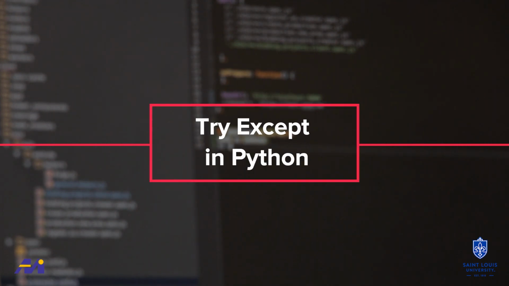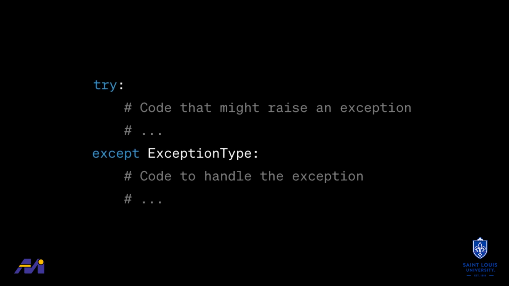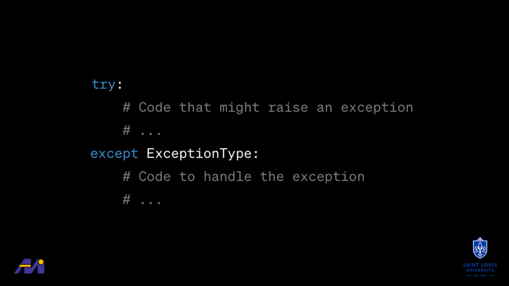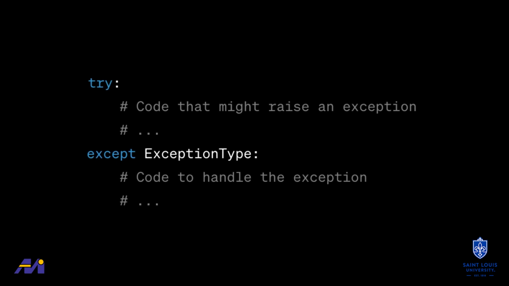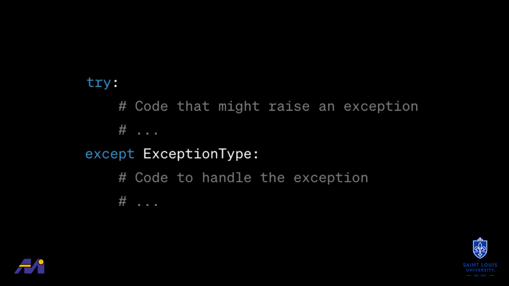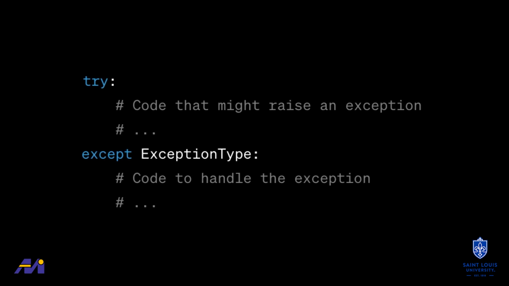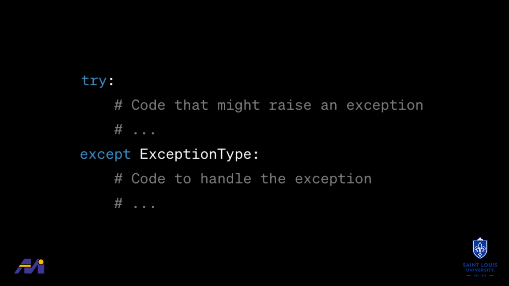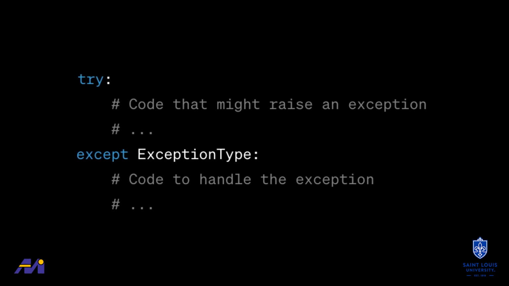Let's go to the next section, which is try and except statements in Python. The try and except statements in Python are used to handle exceptions. An exception is an error that occurs during the execution of a program. If an exception is not handled, the program will crash. The try block contains the code that you want to run and that might throw an exception. The except block contains the code that you want to run if an exception occurs.